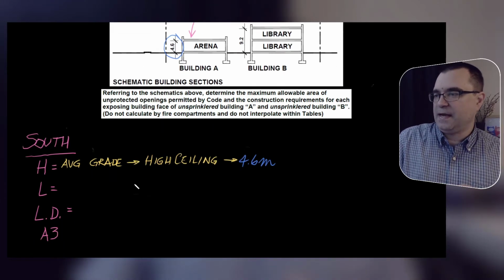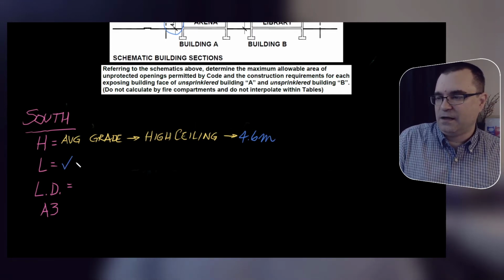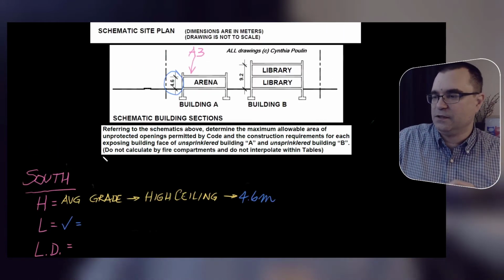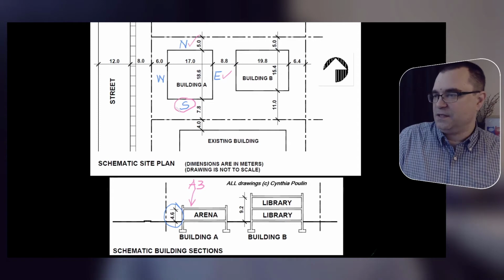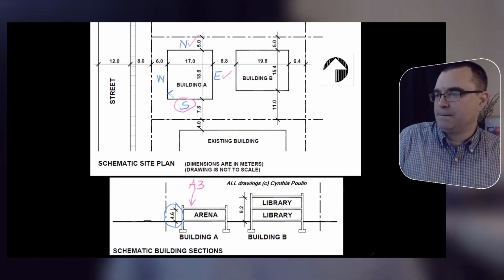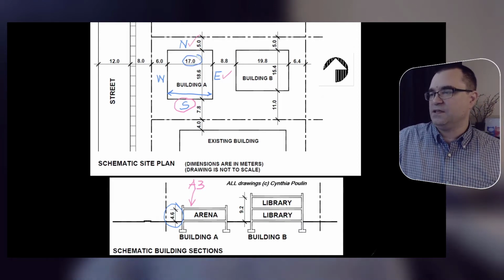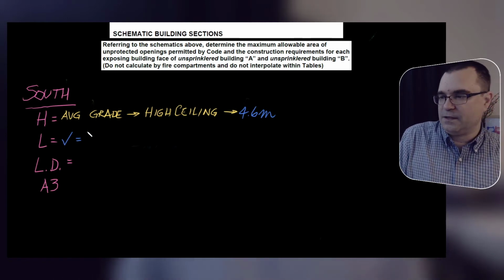Now for L, right here, L is the horizontal dimension of the south face of the A building. So let's go look at that. What is it? Well, it's going to be this dimension here. That's the horizontal dimension of the south face, which in our case is 17 meters. Note of it right here.